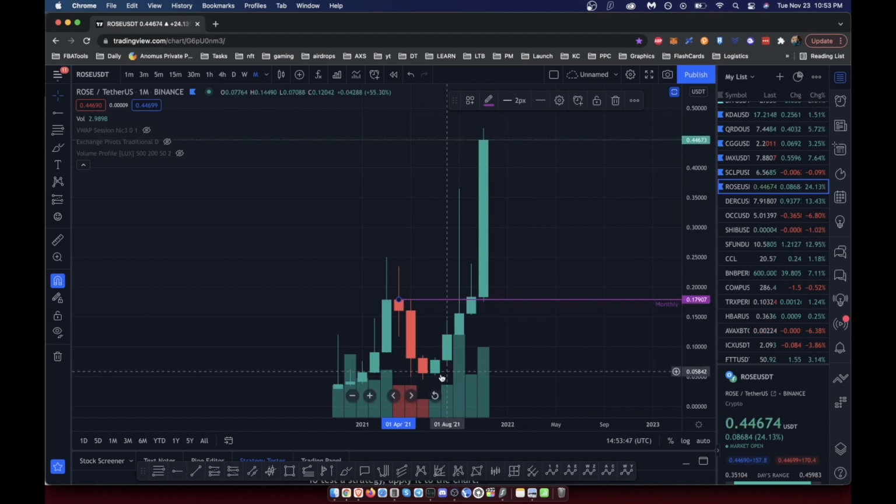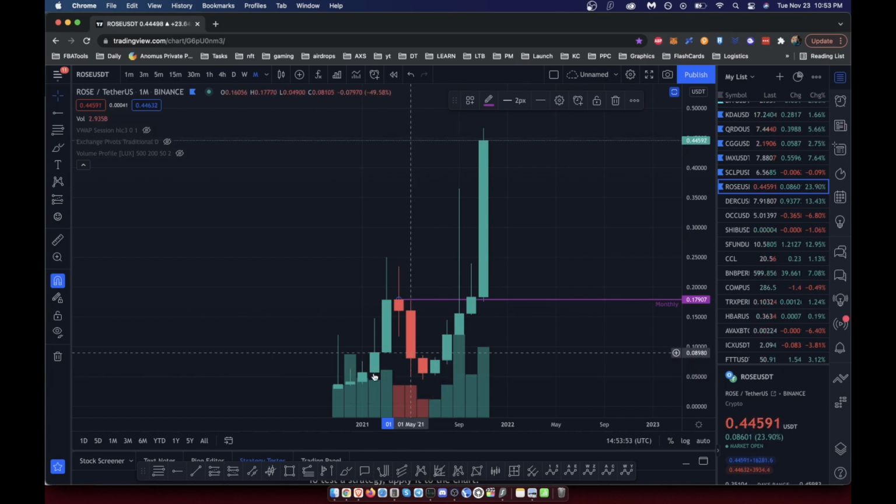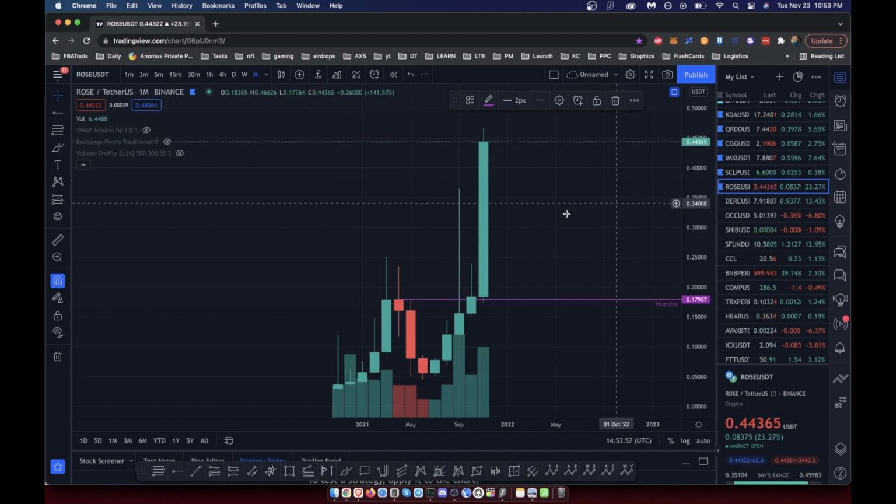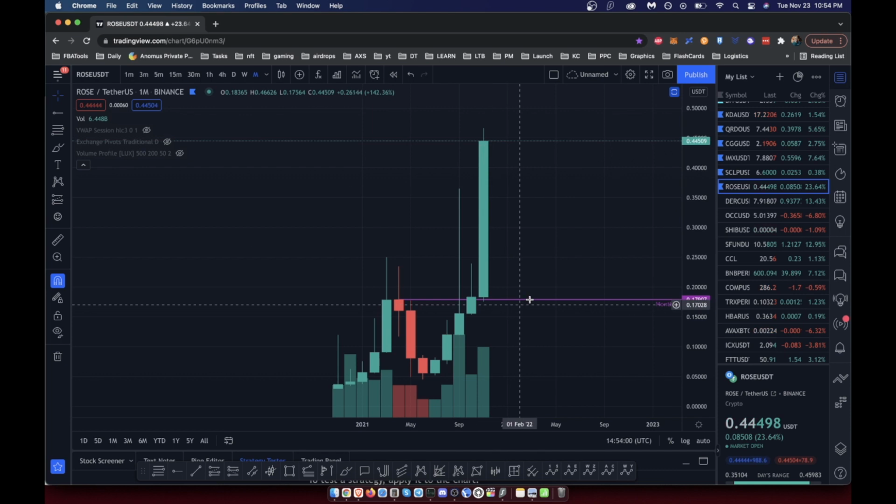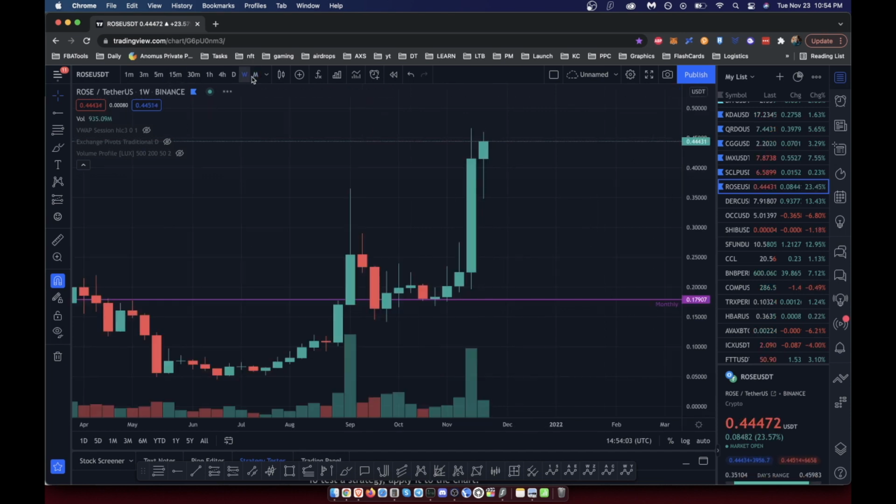And so you'd basically do that, right? One level would be here, but do you really expect it to go here? Probably not. If we say that this just keeps pumping, the chances of it coming all the way back down here are really small anyway. So next you go to the weekly.